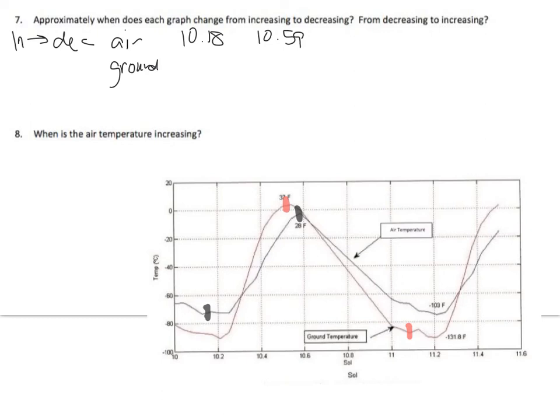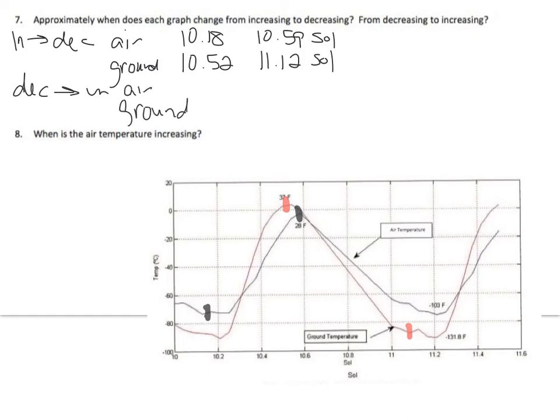I put the marks on the graph, the black highlighty marks and the sort of red ones. That's about 10.52, I'm guesstimating, which you're going to do too. And these are all in sols. But now we need to find the points of inflection for decreasing to increasing for the air and the ground. I'm going to push pause and highlight the points.